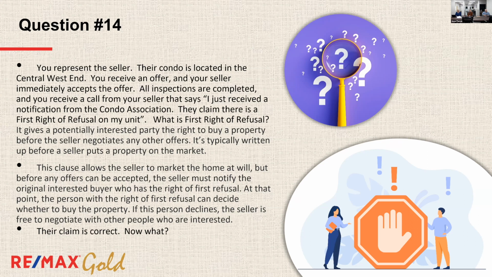This happens, there's quite a few of them actually in that Central West End corridor. So the condo association may have the first right of refusal. That gives them an opportunity to buy the property.